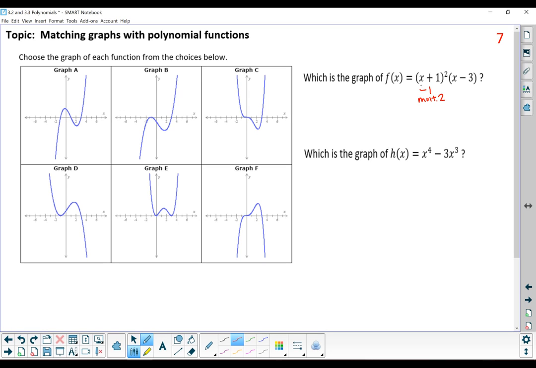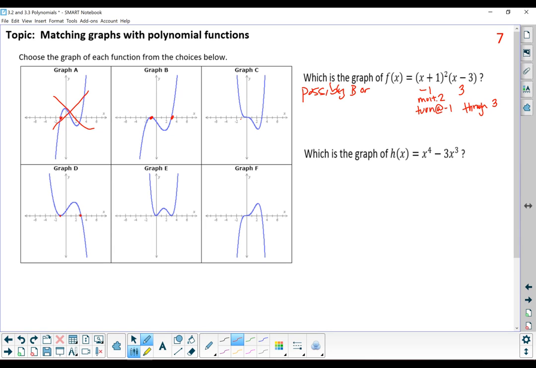This has a 0 of -1 with a multiplicity of 2 and just a regular 0 of 3. So that means we should see a turnaround at -1 and it'll go through at 3. So it couldn't be this one. It doesn't have a turnaround at -1. This one looks good. So it could be graph B, possibly B, or that one does not have a 0 at -1.